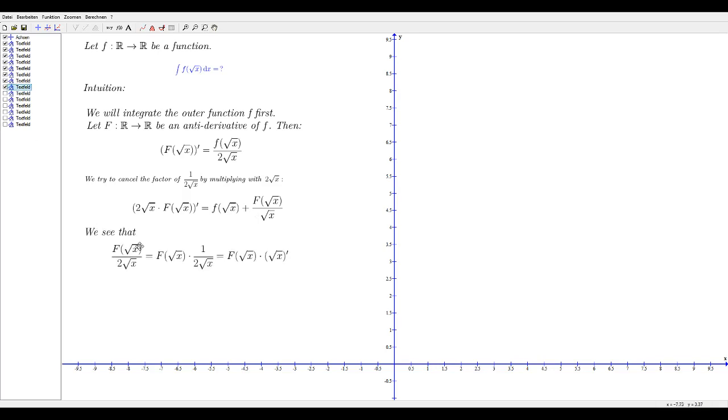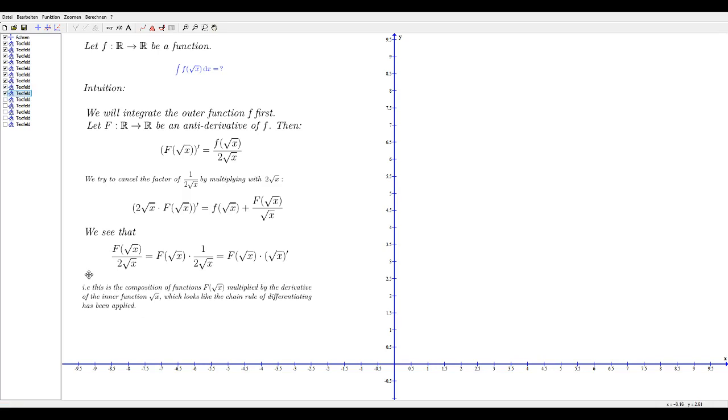So let's sum this up again. We see that capital F of square root of x divided by square root of x is just capital F of square root of x times 1 divided by square root of x. I changed the division sign into a multiplication sign so that we really can see that we multiply by the derivative of the inner function here. This is just capital F of square root of x times the derivative of the inner function square root of x. And again, this term here on the right side just looks as if the chain rule has been applied to something.